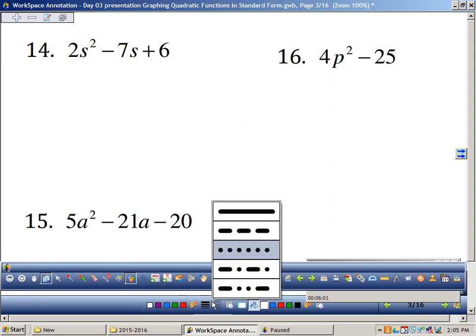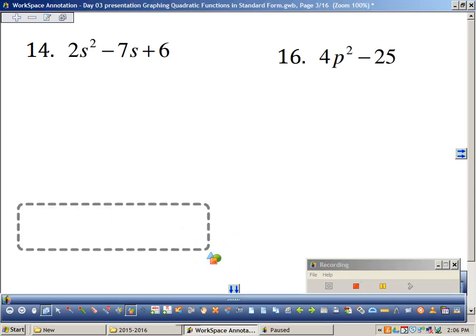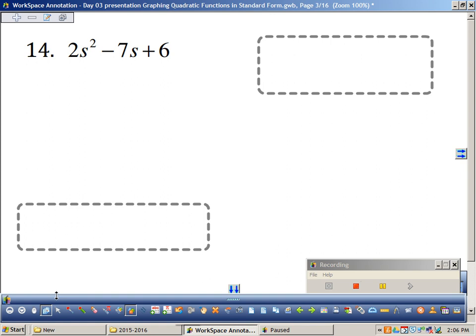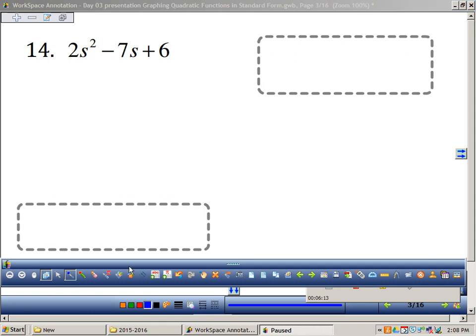Let me make it a little bit darker so I can see them. Okay, do 14 for me, please. All right, let's do this one.